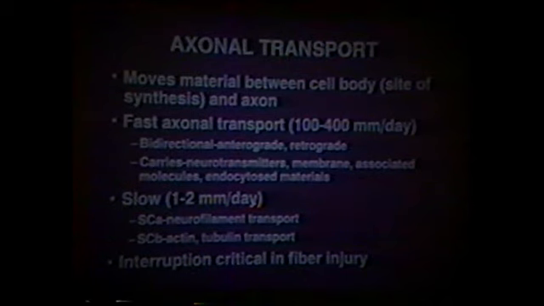Then there's the slow component, which is primarily cytoskeletal elements and has two components: slow component A, which is primarily neurofilaments, and slow component B, which contains actin and tubulin. And as I mentioned before, interruption in axonal transport is rather critical in some forms of neurotoxic injury, and others as well. If you crush the nerve, the major thing you do is interrupt axonal transport, to provoke this classical Wallerian degeneration, which has been shown distal to such injury.